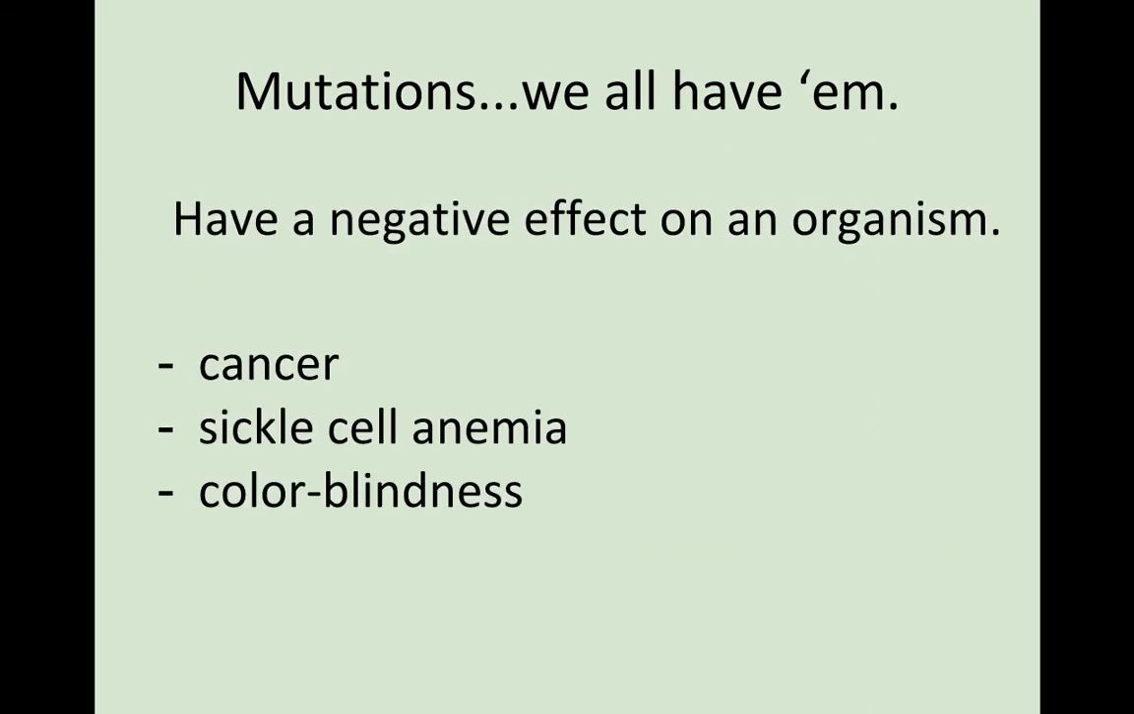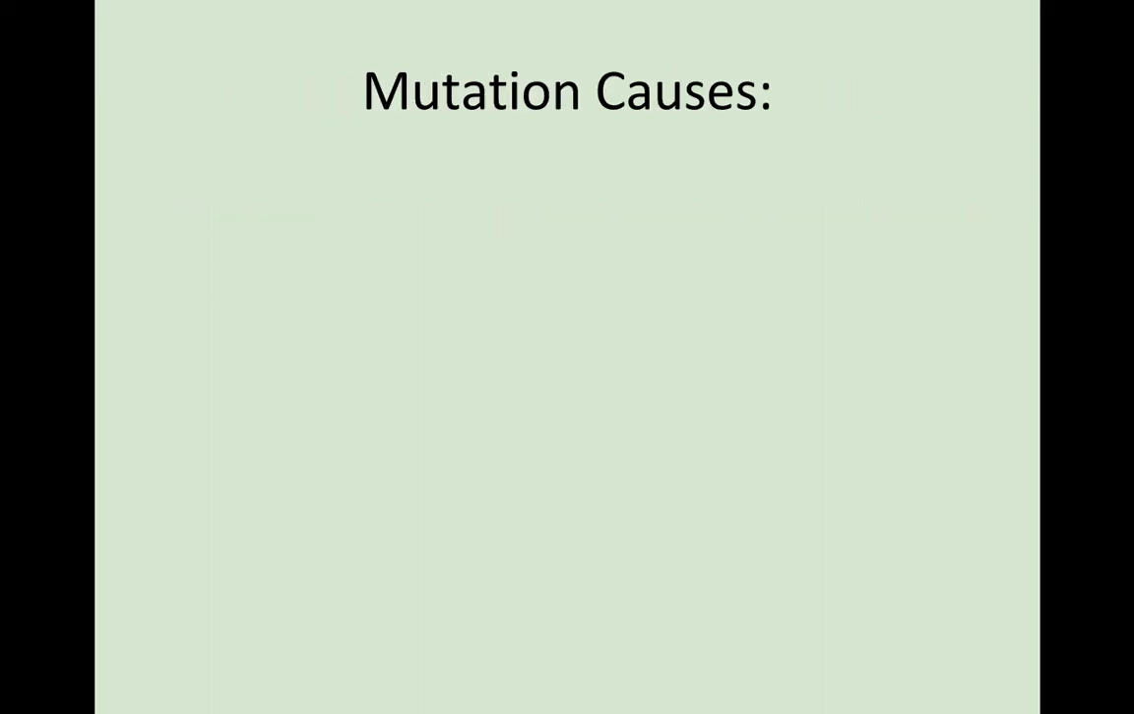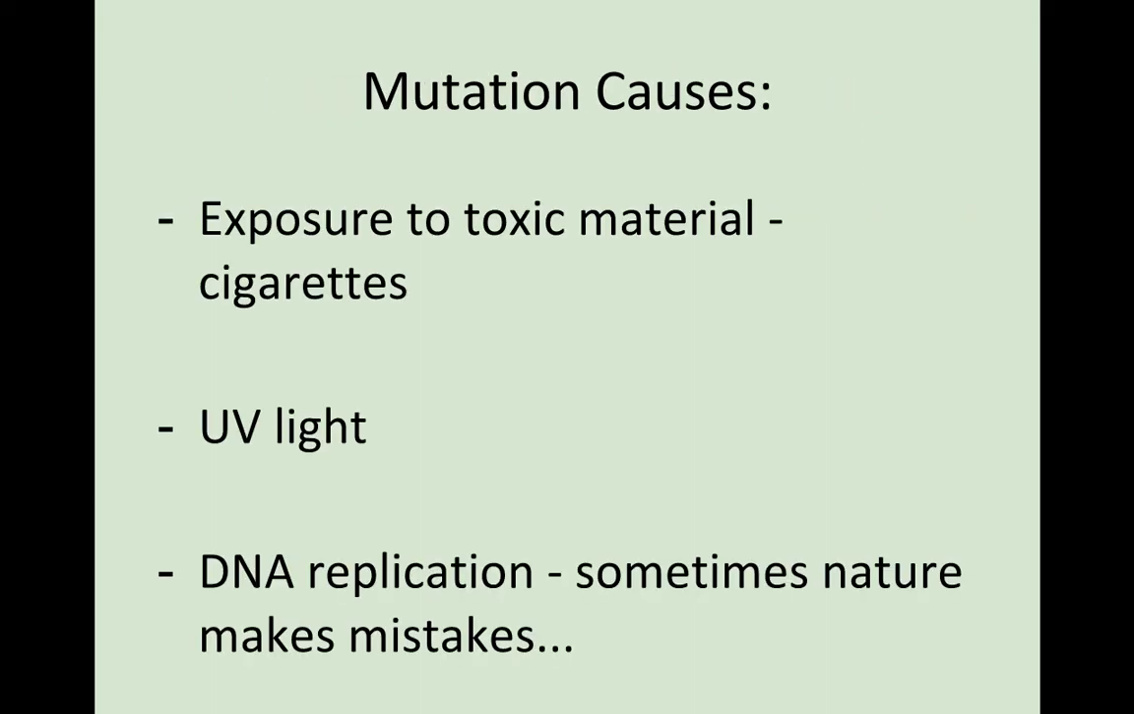They can have a negative effect as well. Cancer is a mutation, so something has caused an error in the DNA and it's causing the cells to grow in a harmful way. Sickle cell anemia and color blindness, for example, are all mutations that can have a negative effect on the organism.